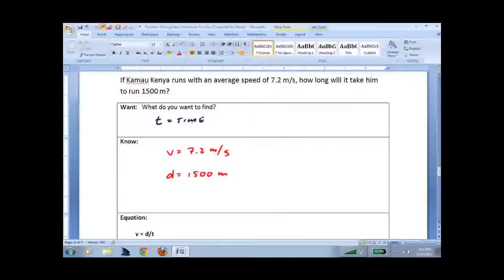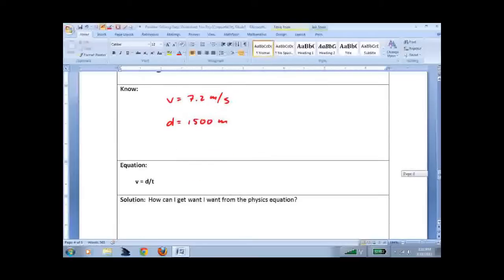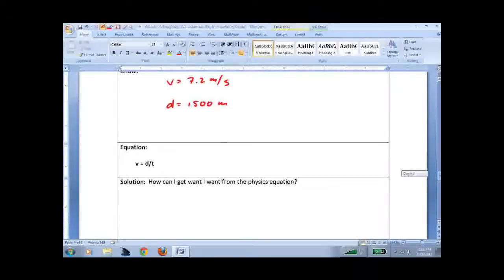Nice, I got meters, seconds. I want time. And it doesn't say in what unit, just says how long, so I'll use seconds. Now we've got to convert this because we want time, so we have V equals D over T. So we've done this before where I multiply both sides by T.